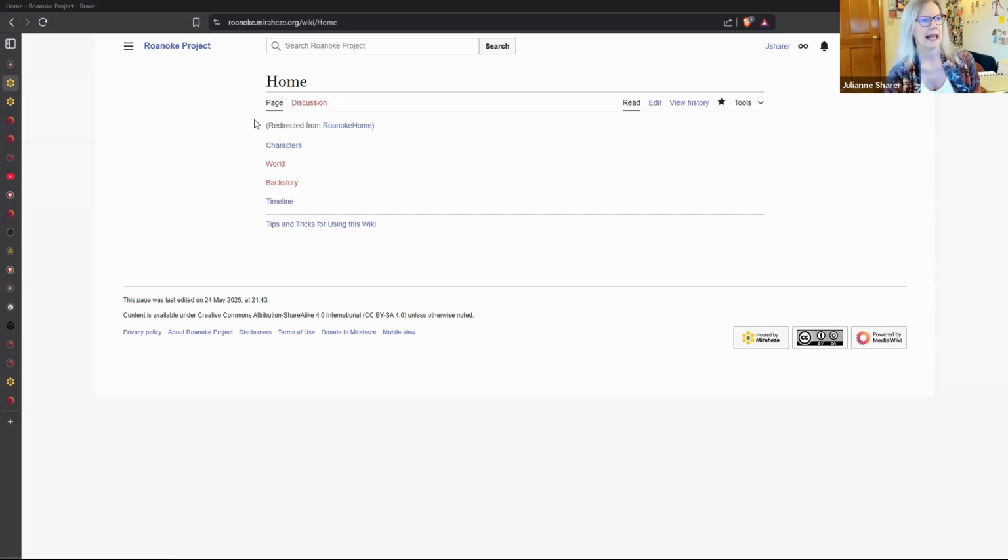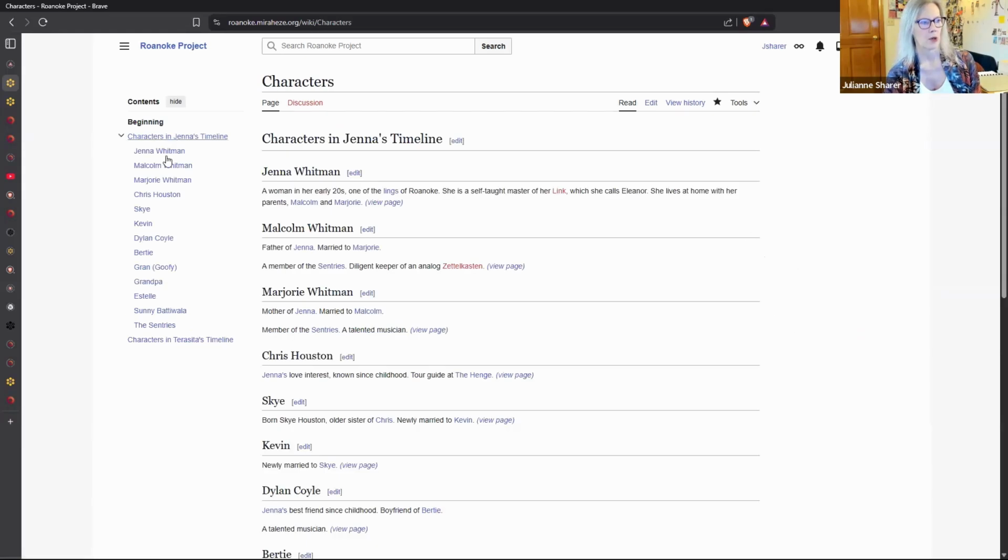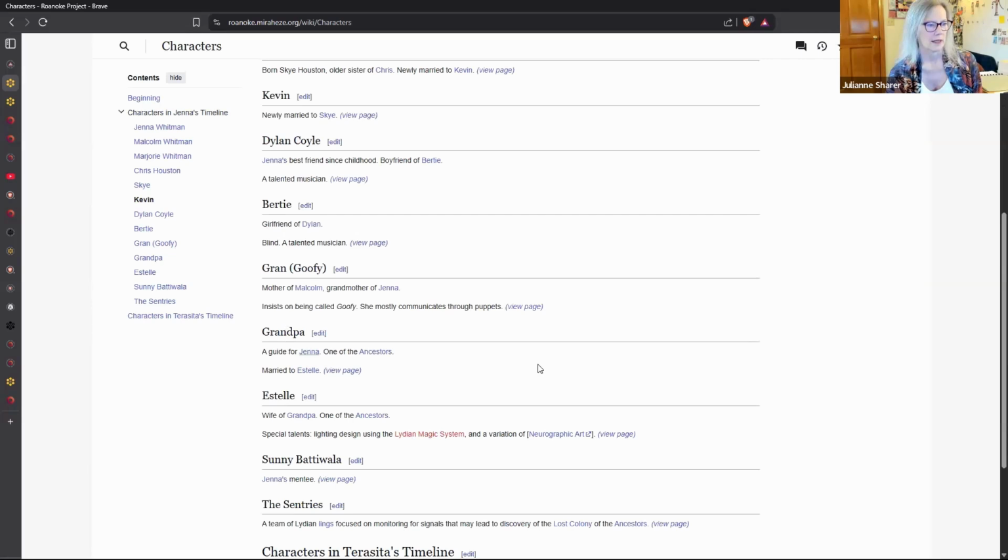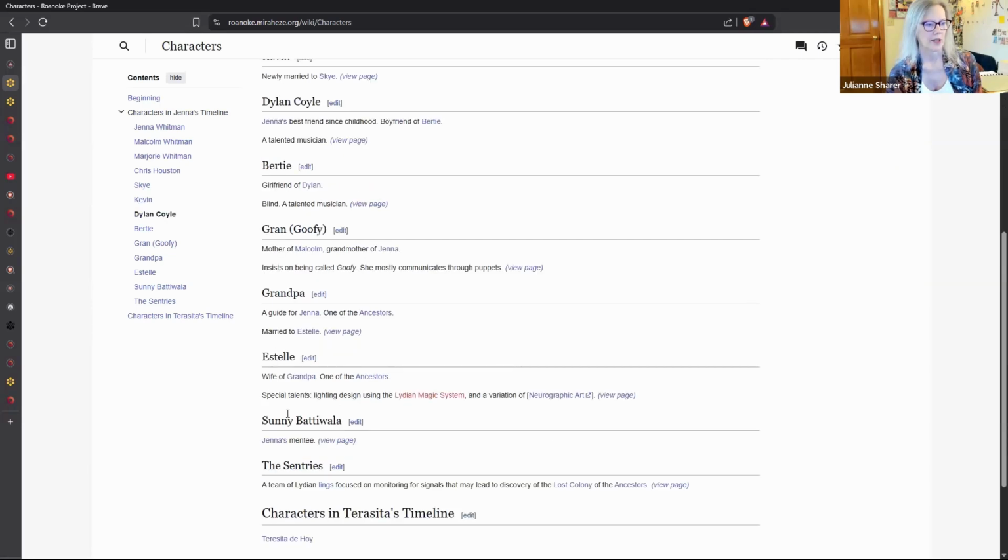So this is the home page, and if you see something in red, that means it's a page that hasn't really been filled out yet. We've got a timeline full of spoilers, and we've got characters. It's broken down in outline, and this should look like Wikipedia, with multiple headings and a table of contents on the left-hand side. It's very nice. We've got Jenna, who we have heard about before. We've got Grandpa, Estelle a little bit, and Sunny. I'll be talking about the Sentries a little bit later.